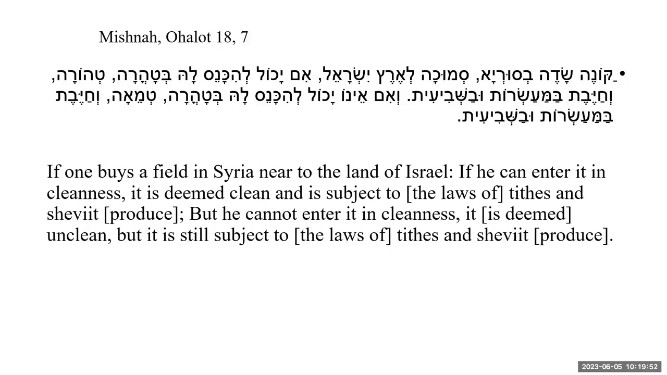If one buys a field in Syria, near the land of Israel, if he can enter it in cleanness, it is deemed clean and is subject to tithes and shvi'it, sabbatical years. But if he cannot enter in cleanness, it's unclean, but it's still subject to the tithes and shvi'it. This is Mishnah. Sorry, could you explain what it means to enter in cleanness?